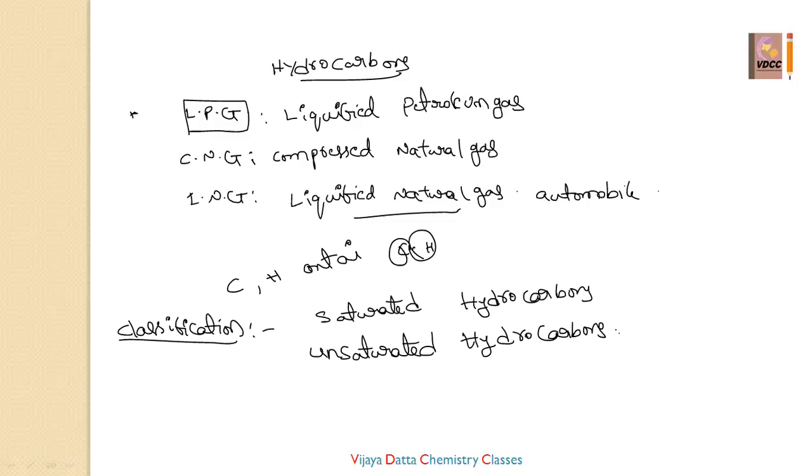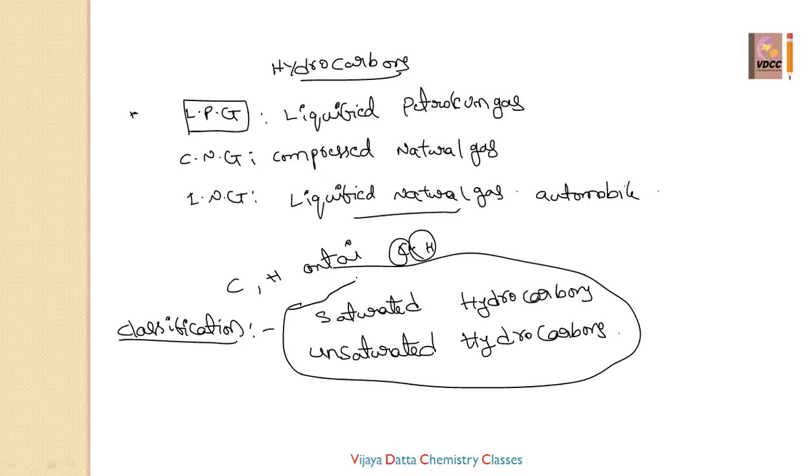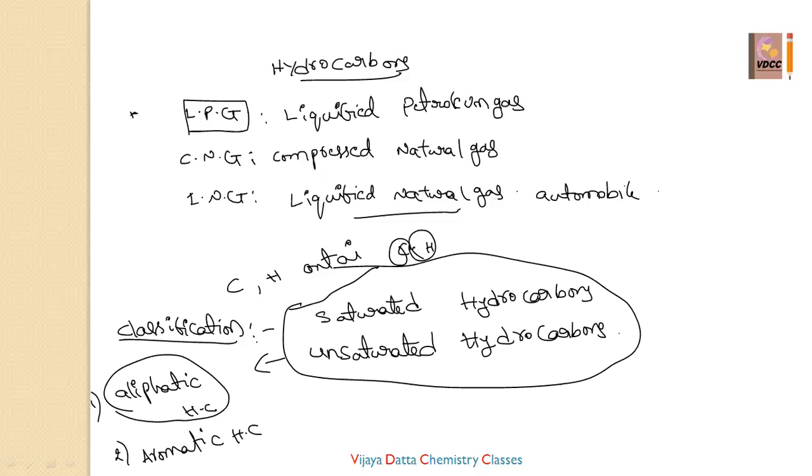This classification can also be considered as aliphatic hydrocarbons and aromatic hydrocarbons. The saturated and unsaturated hydrocarbons that we wrote come under the aliphatic hydrocarbons. And we have one more type, the aromatic hydrocarbons. The aliphatic hydrocarbons again have two types: saturated hydrocarbons and unsaturated hydrocarbons.